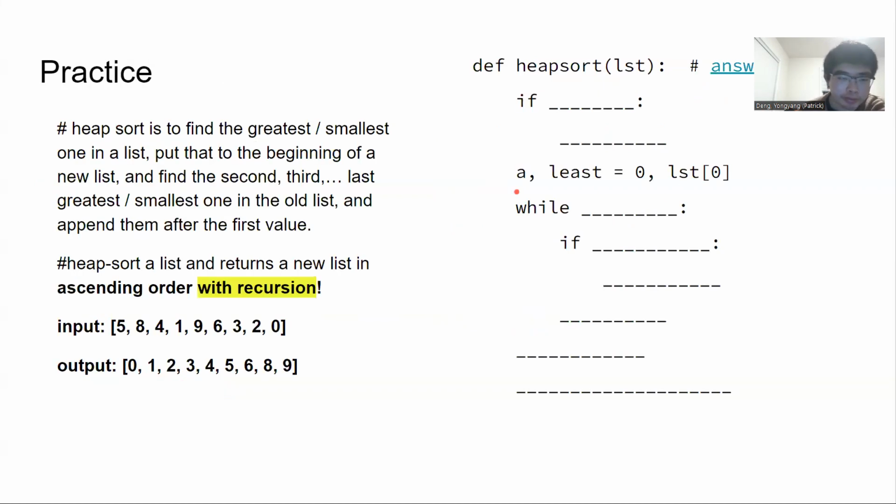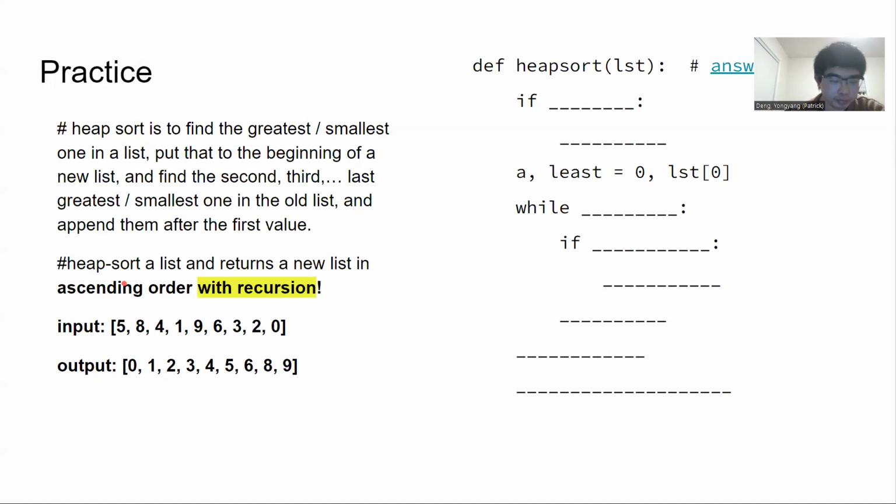So I have a practice: heap sort a list. Heap sort is actually a data structure, but the concept is that I have a list, find the highest or maybe the lowest one, take it out into a new list, and then take the second greatest, the third greatest, and so on, until it becomes ascending or descending order.